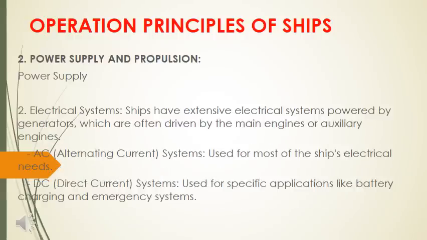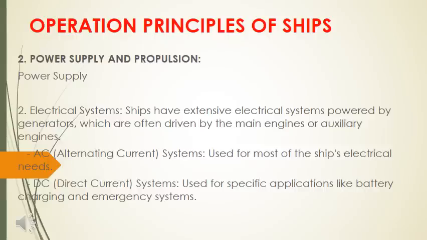Then the electrical systems. Ships have extensive electrical systems powered by generators, which are often driven by the main engines or auxiliary engines. This could be alternating current systems or direct current systems. The alternating current systems are used for most of the ship's electrical needs, and the direct current systems are used for specific applications like battery charging and emergency systems.